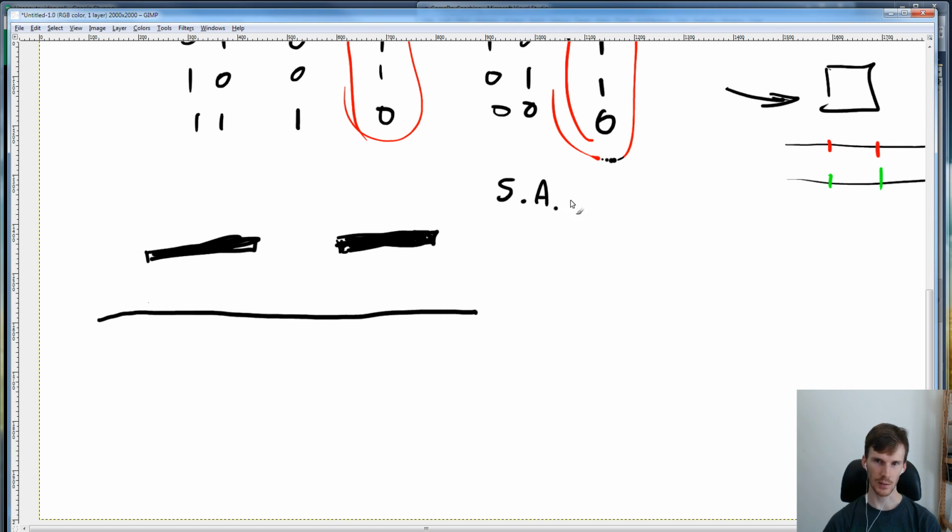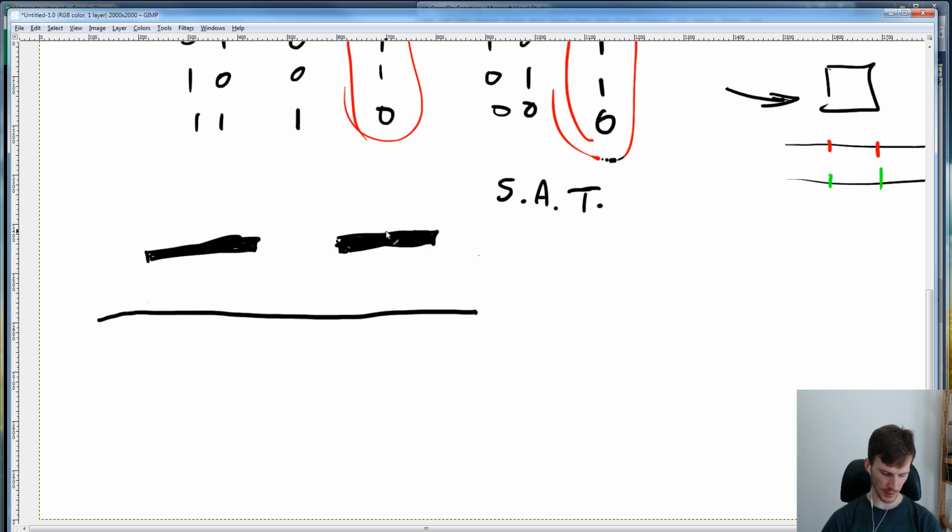separating axis theorem. And so what that says is, if we can draw an axis in between these things, or if we can find a space between these two objects on a given axis, then they're not colliding. So that's all we want to find out for now. It's like, are these not colliding? And if they're not colliding, then they are colliding. So we're just going to work it out that way.